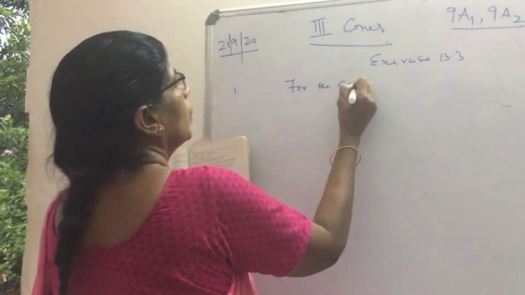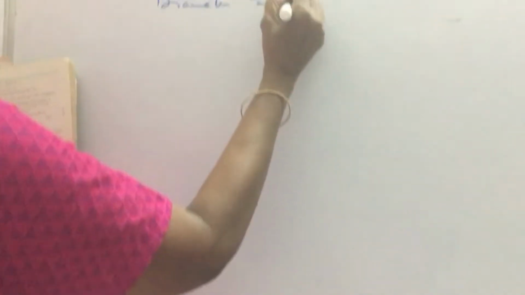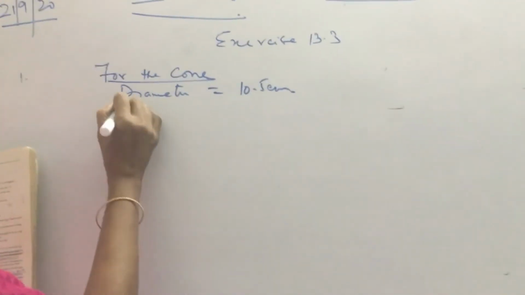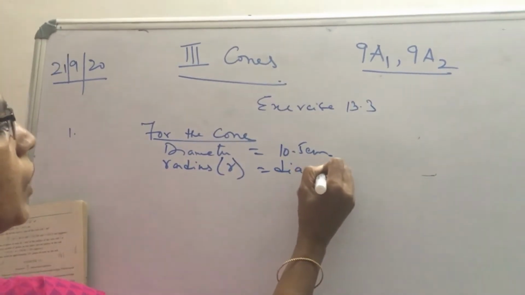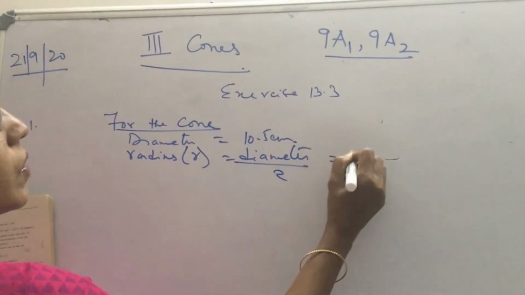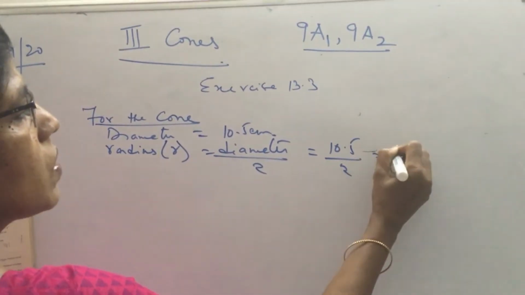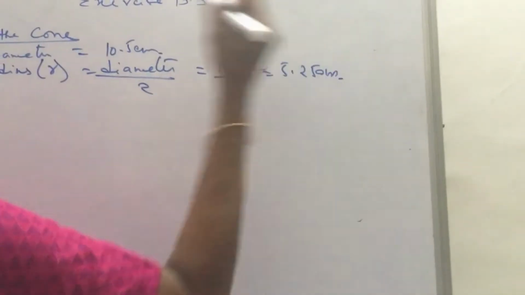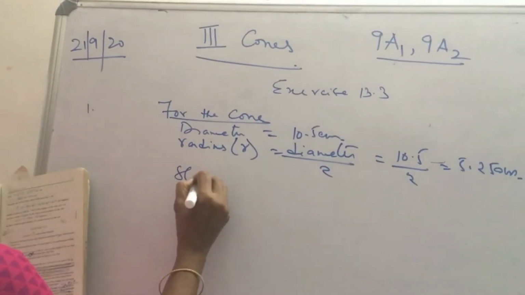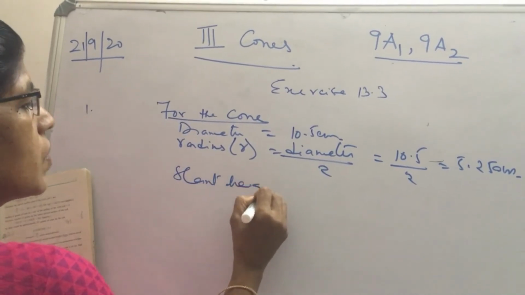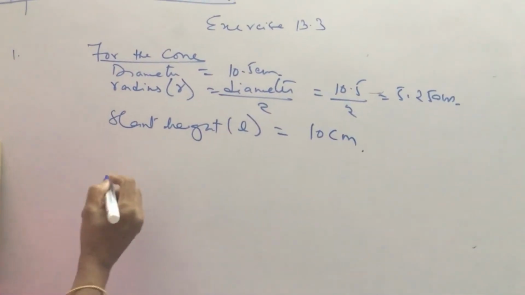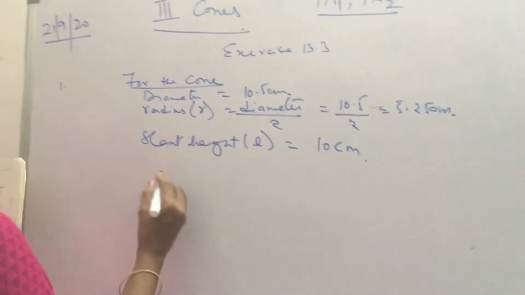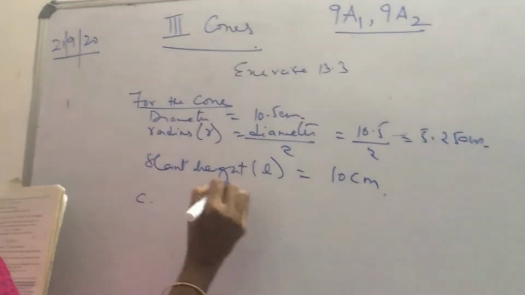What are you given? Diameter. How much is the diameter? The diameter is 10.5 centimeters. Therefore, radius r is equal to diameter by 2, that is 10.5 by 2, which is equal to 5.25 centimeters. And slant height is taken as what, children? l, which is equal to 10 centimeters. What are you asked to find out? CSA. CSA means what? pi r l.